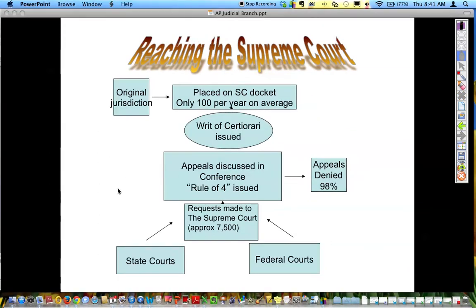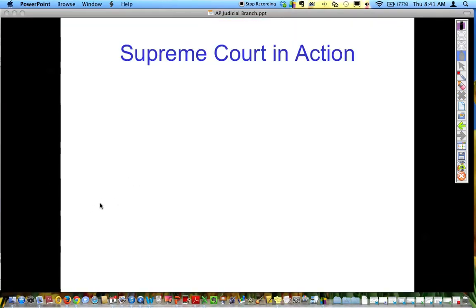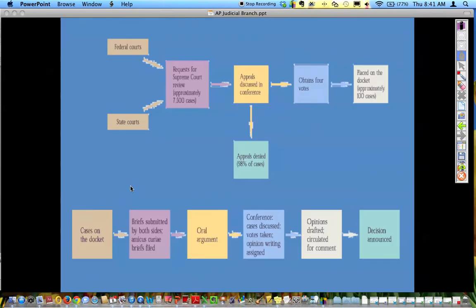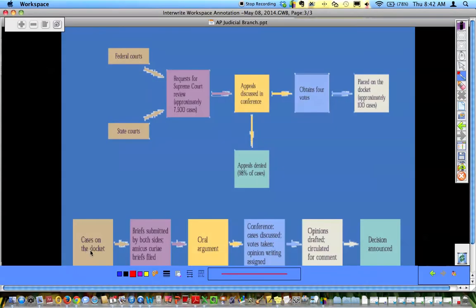Let's go on to the next slide. The one that you just saw here, this is just another way of going through the court system. So if we see here, the case is now on the docket, cert has been issued, and lawyers on each side write a brief. A brief is just a written summary of the lawyer's argument, and the briefs are submitted.